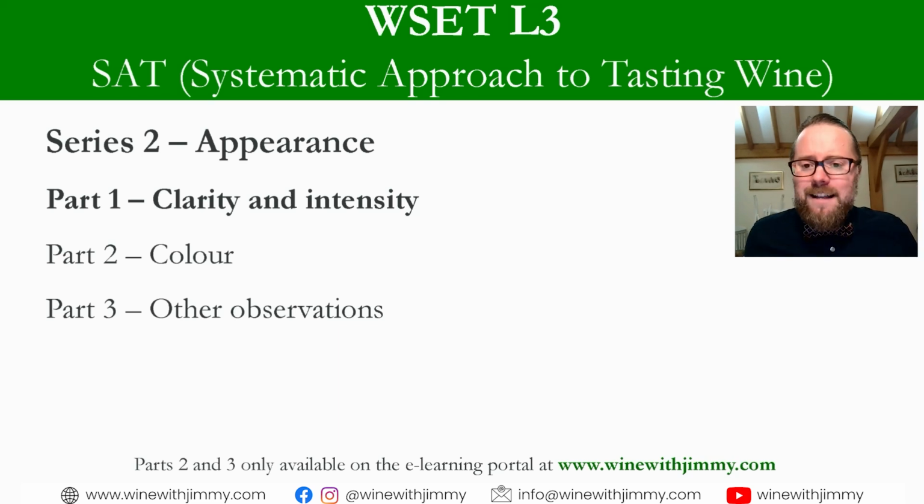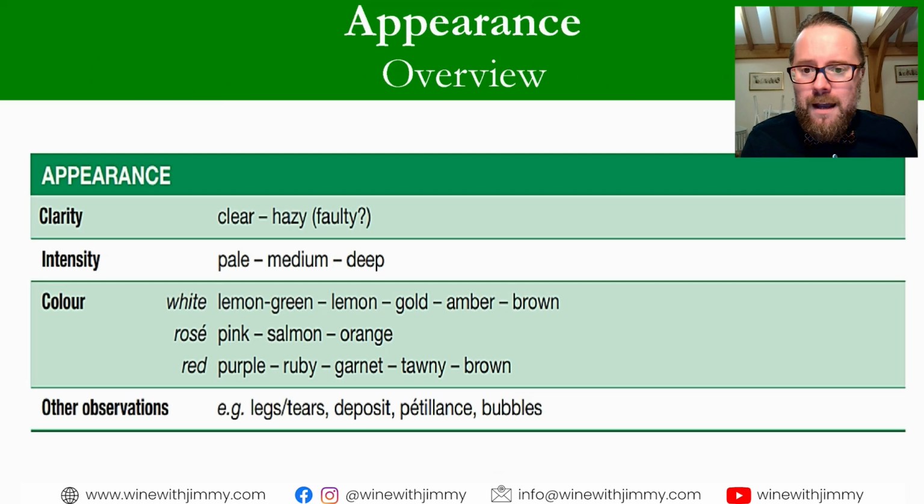But let's get stuck into talking about the appearance. So the appearance is the first thing you do to assess the wine. It's the look of wine. And there are a number of things that we can talk about in this section. So that goes through what you see on the box on the screen there, the clarity, the intensity, the specific color, and then any other observations. Here in this video, we'll look at the clarity and intensity.